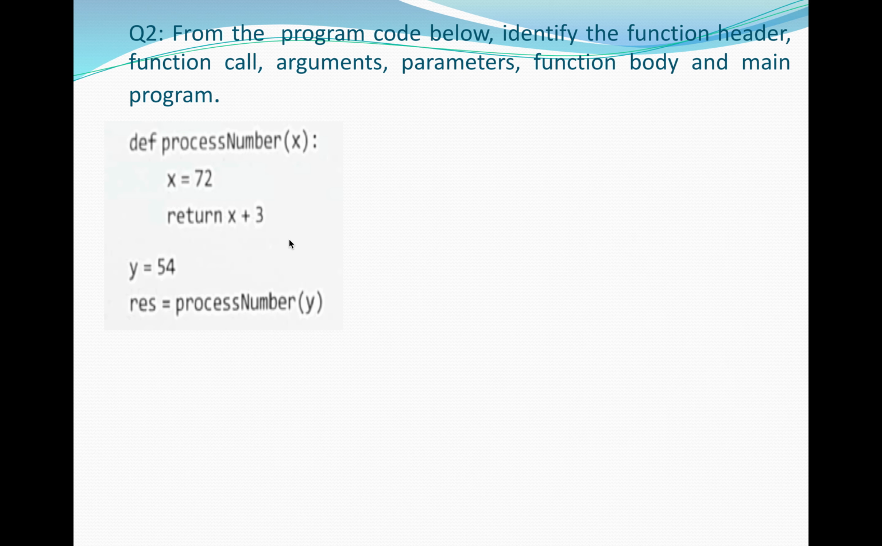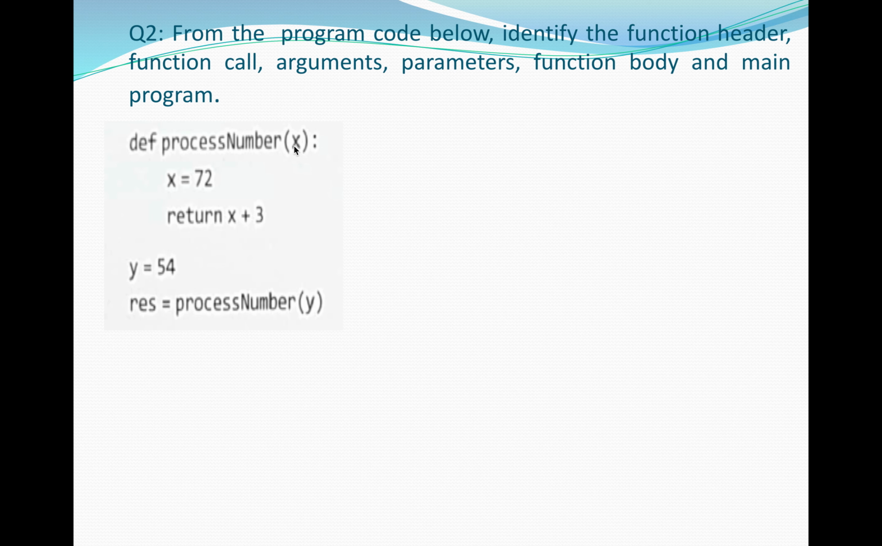Next question, very simple question. From this program, identify function call, argument, parameter, function body and main program. So first, which one is the function header? What is the name of the function? Process number. So the function name is process number.